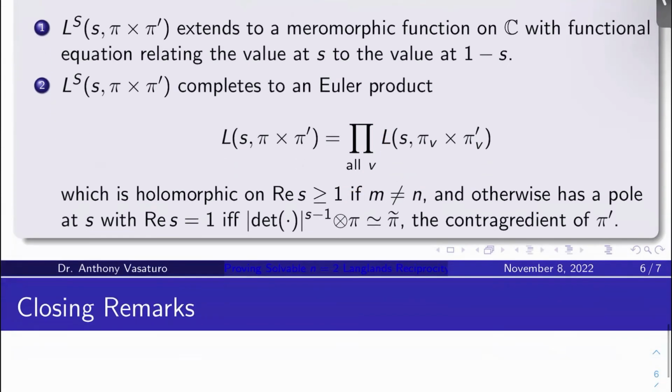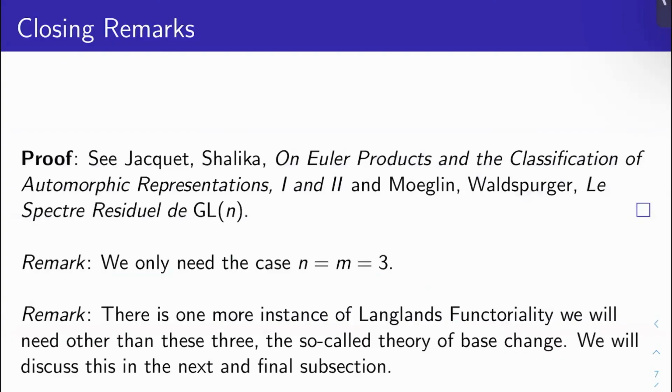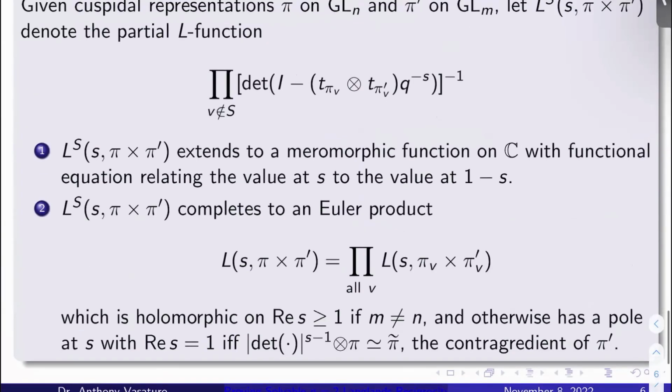Now, this is holomorphic on the right half plane, real part of s bigger than or equal to 1, if m isn't n. If m is n, this has a pole at s with real part of s equal to 1 if and only if the absolute value of the determinant map to the s minus 1, tensor pi, is nothing but the contragredient of pi prime. In other words, the dual representation of pi prime.